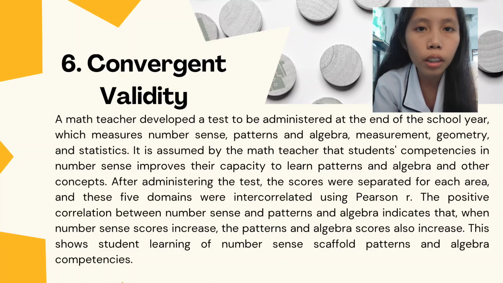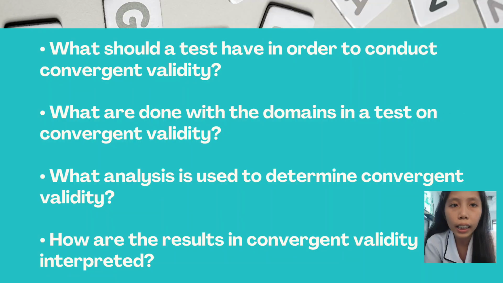So the positive correlation between number sense and patterns in algebra indicates that when number sense scores increase, the patterns and algebra scores also increase. So this shows student learning of number sense scaffolds patterns and algebra competences. So here, meron ditong mga underneath is mga question. First is what should a test have in order to conduct convergent validity?